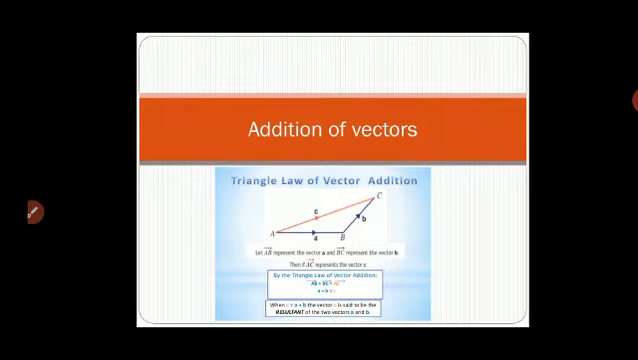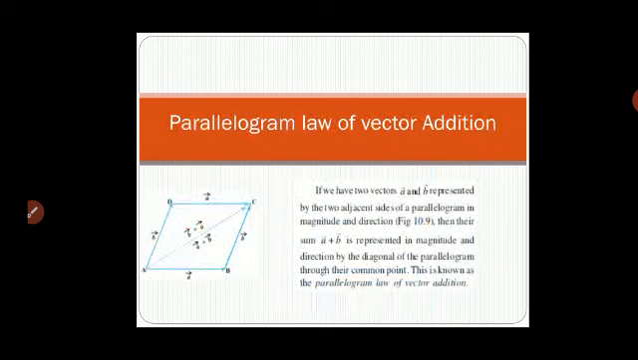Now let us come to the addition law of vectors, that is the triangle law of vector addition. In the figure you can see AB represents a vector A and BC represents the vector B. If AC represents the vector C, then by the triangle law of vector addition we have AB plus BC is equal to AC. That is, vector A plus vector B is equal to vector C. Vector C is called the resultant of the two vectors A and B.